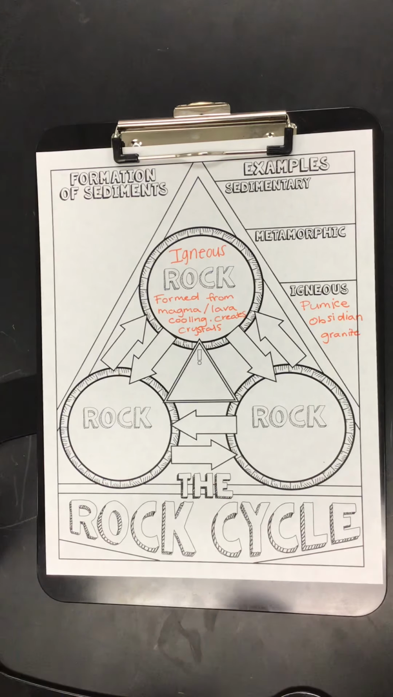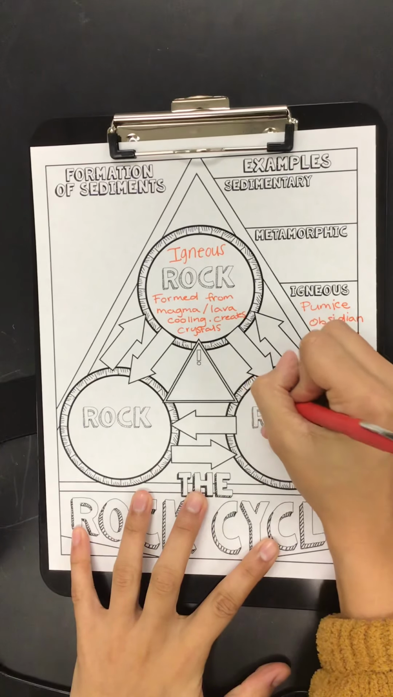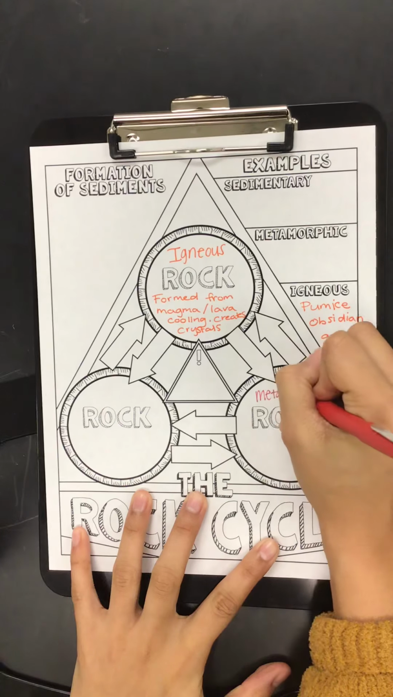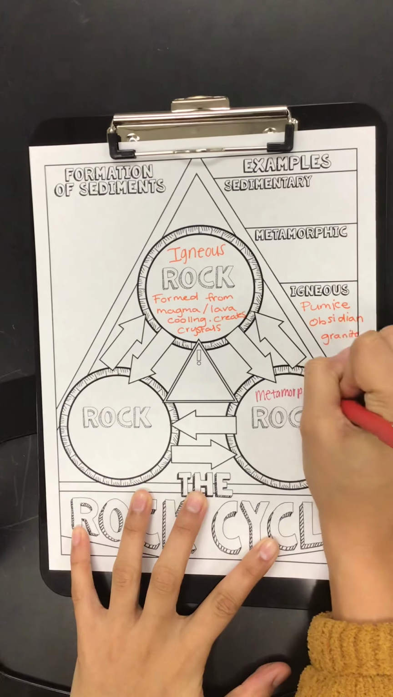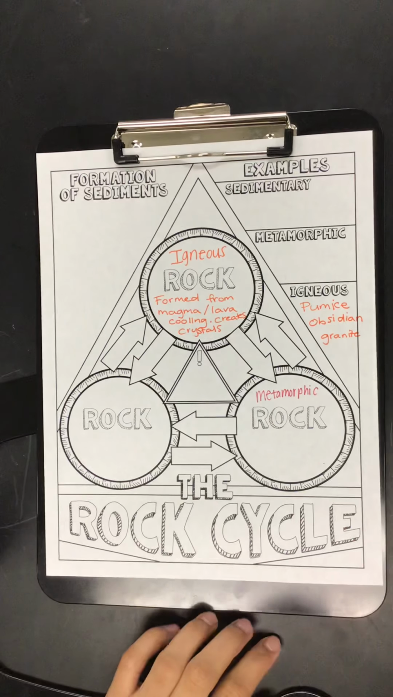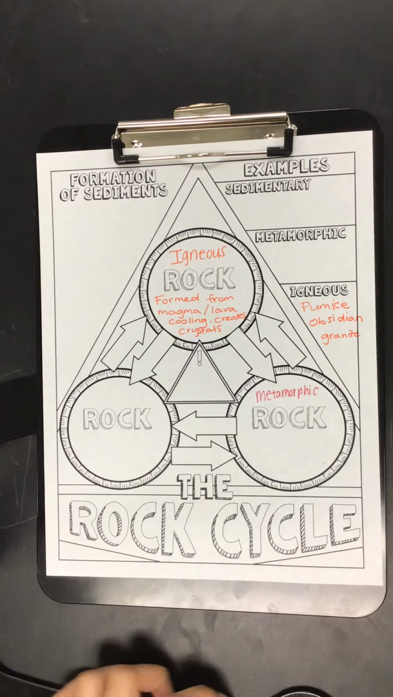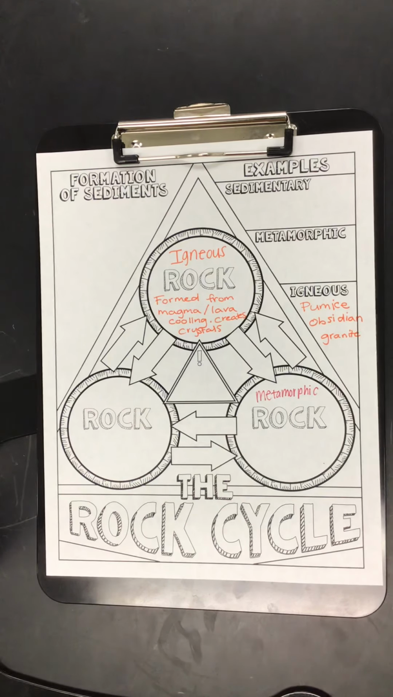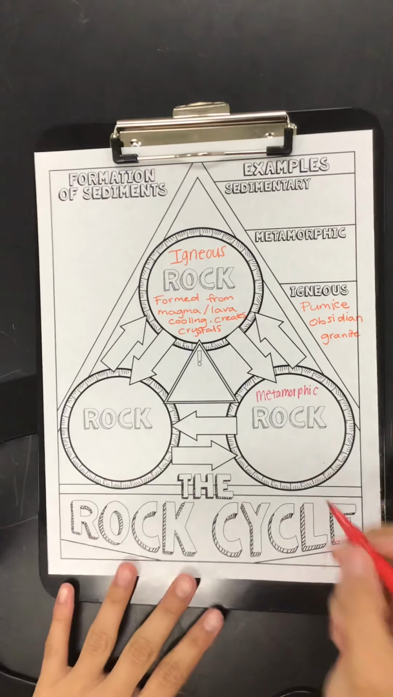Next, we're going to move on to metamorphic. So we're going to put metamorphic right here. Metamorphic rock is formed under high heat or pressure. Normally this takes place under the Earth's crust. That's where it's going to take place.